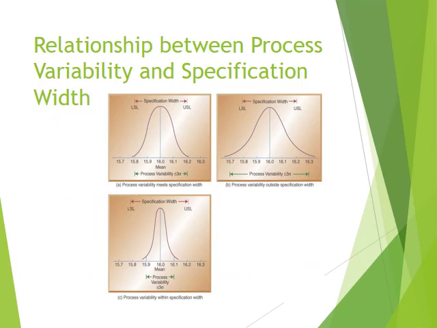Okay, these are examples of the relationship between process variability and specification width. For A, the process variability meets specification width. B is outside specification width, and C is within specification width. So it means A meets the specification, so it can be accepted. But B is outside specification, so it is beyond the LSL and USL.